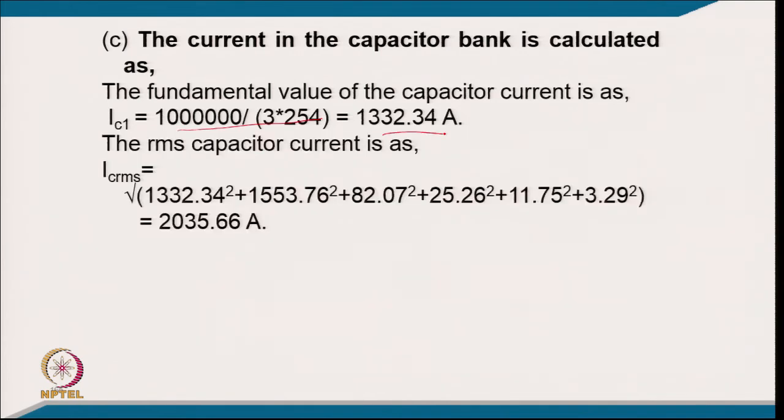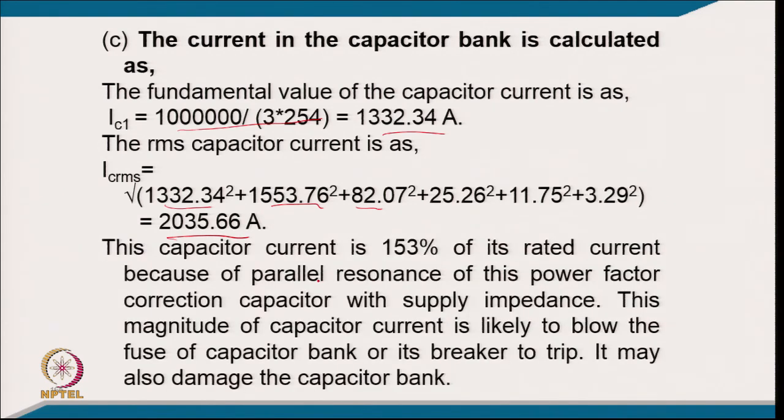This is fundamental current, and then the 5th harmonic current in capacitor, 7th harmonic another, and it comes like, in place of your 1332, it comes 3566, which clearly says there is a resonance. So, capacitor current is 153% of rated current because of the parallel resonance of this power factor correction capacitor with supply impedance, and this magnitude of capacitor current is likely to blow the fuse of the capacitor bank, as breaker to trip, and may also damage the capacitor bank.